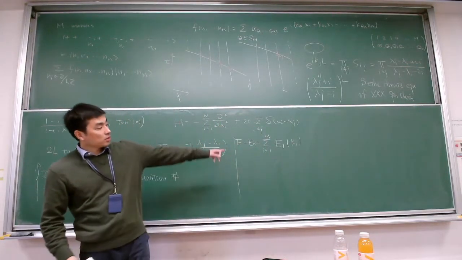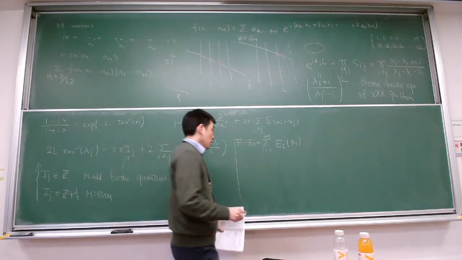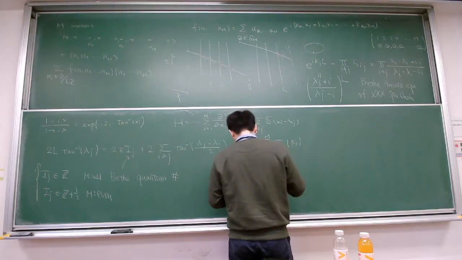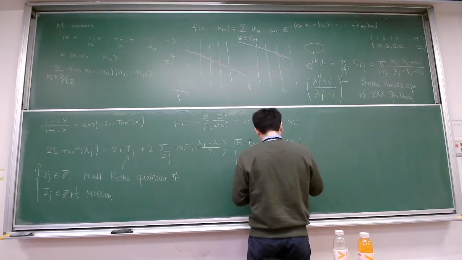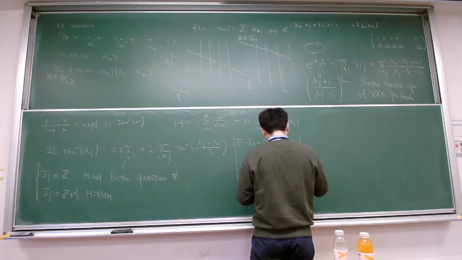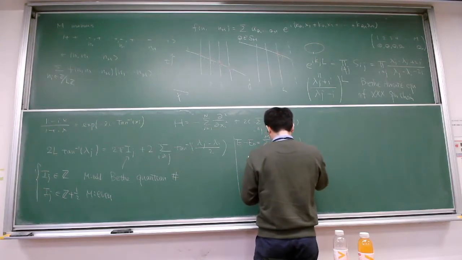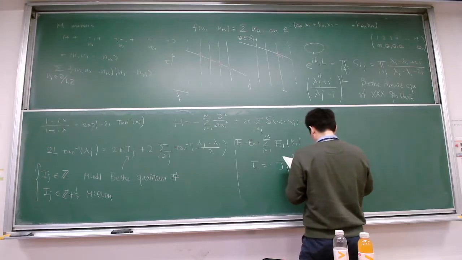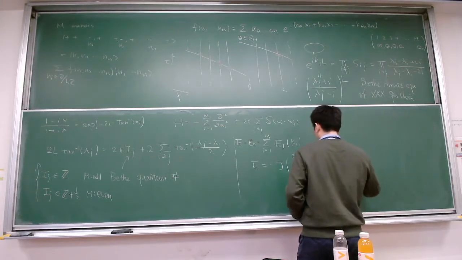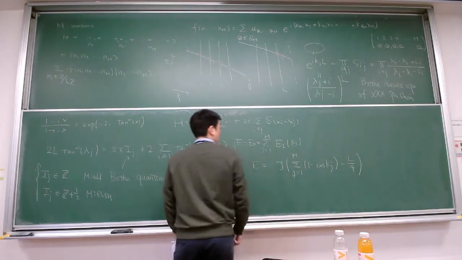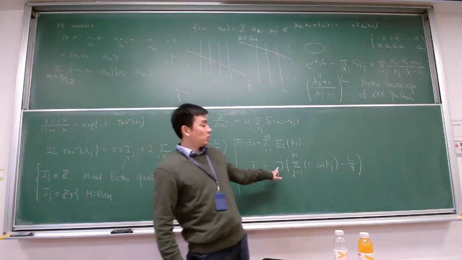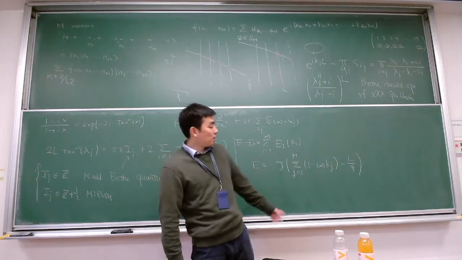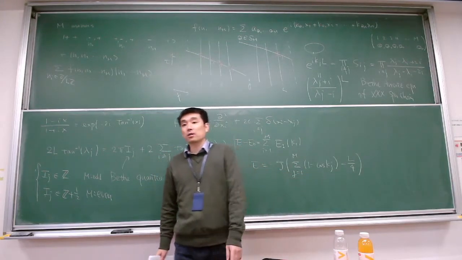And we know E naught is equal to minus J times the sum over j equals 1 to n of (1 minus cos kj), minus JL over 4. So we already know E naught is JL over 4, and then you have the energy for one magnon.